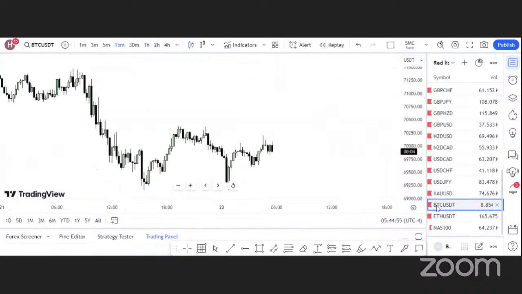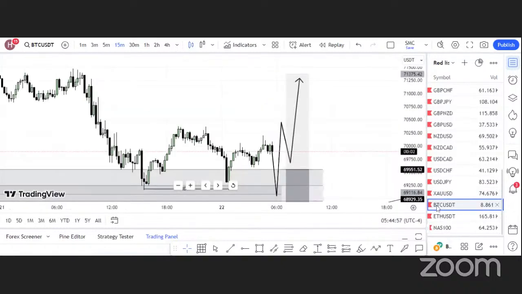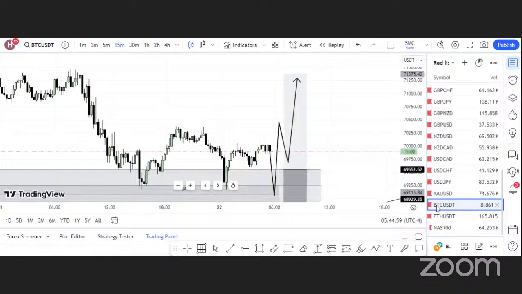Okay, let's check BTC USDT. So BTC USDT also haven't started moving from.